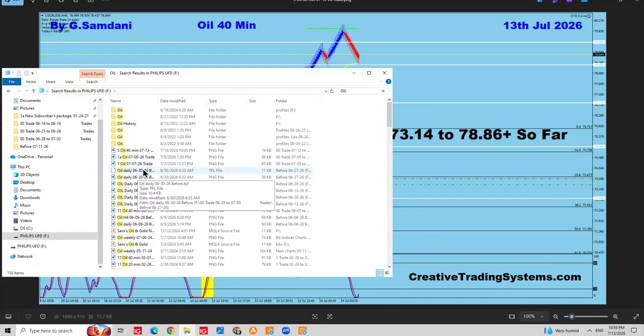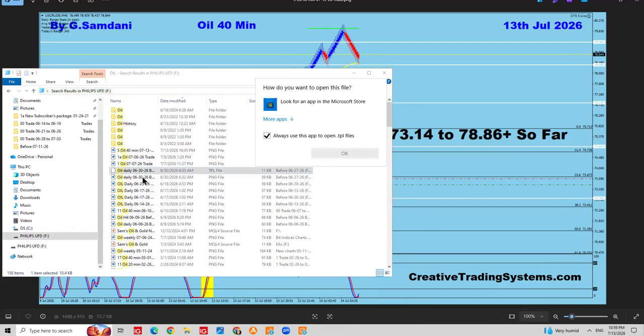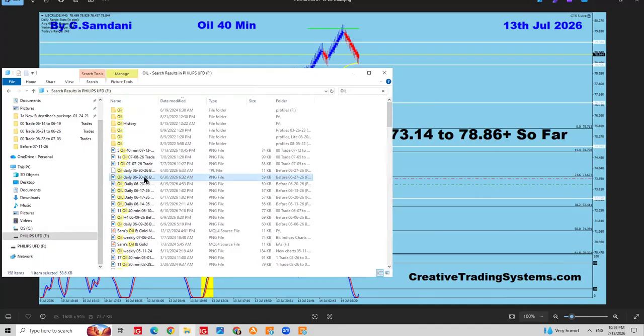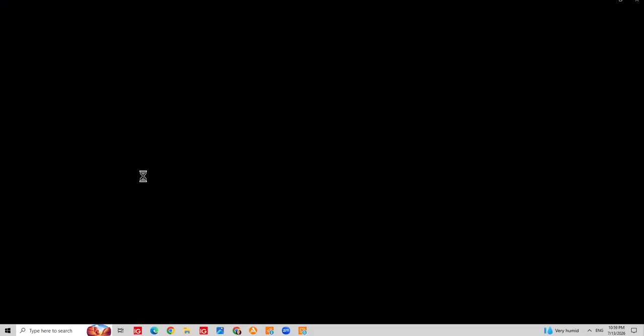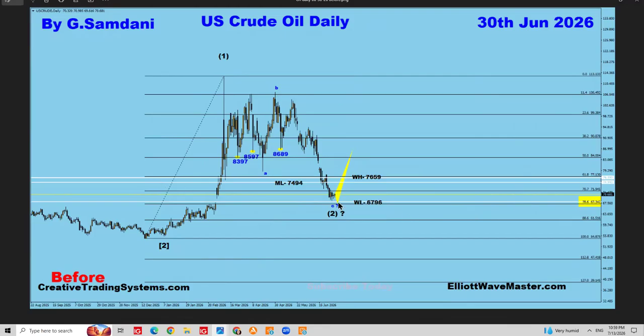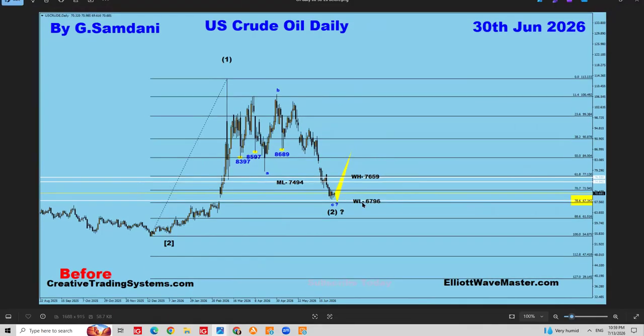Oil daily. Yeah, maybe this one. What the heck? Oh, this is template. You see that? This is where the chart that I made is going to drop here and then bounce, and that's exactly what it did.